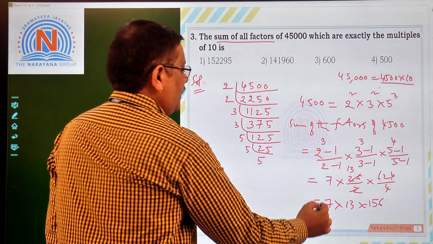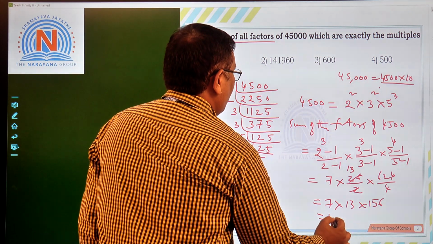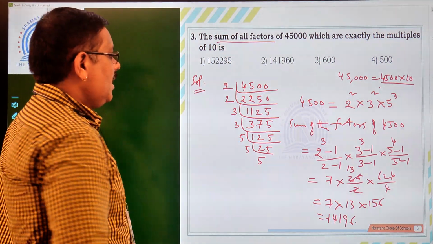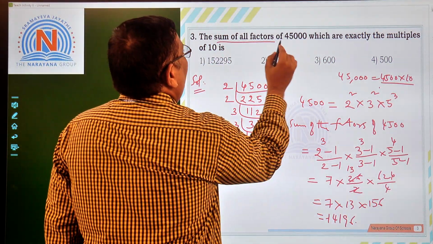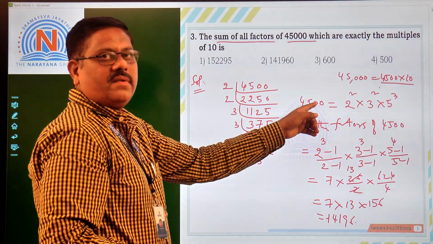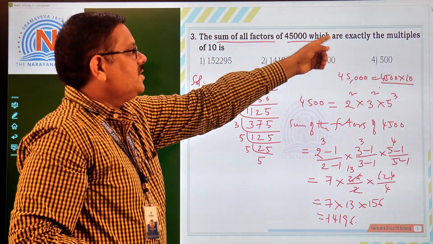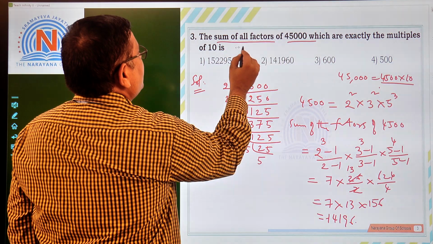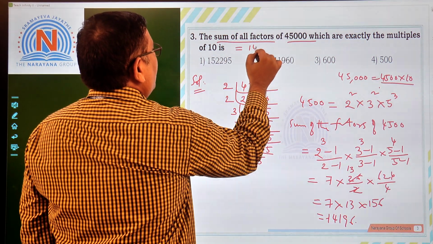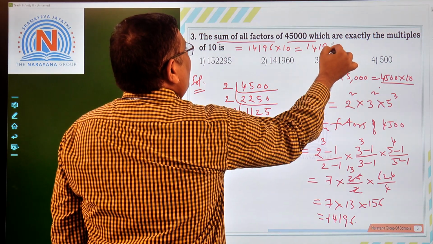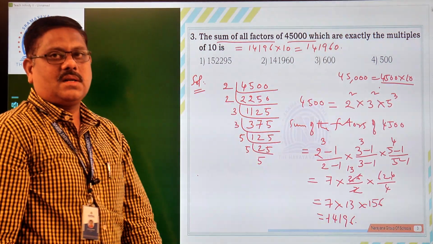If you multiply this entire value, it is going to be 14196. But what is the answer? The sum of all factors of 45,000. But we found it only for 4,500. You want it for 45,000 which are multiples of 10. Therefore, the required answer is 14196 times 10, that is 141,960. Okay, that is the logic we are applying.